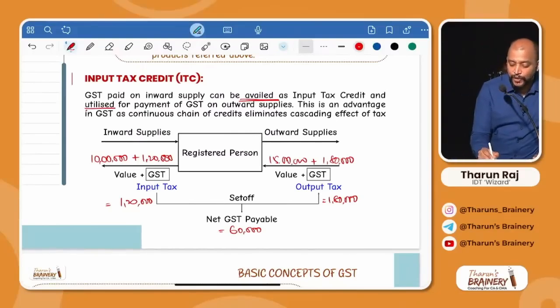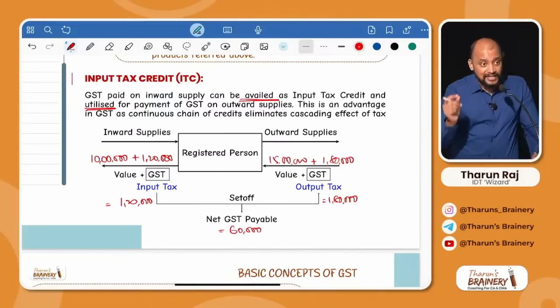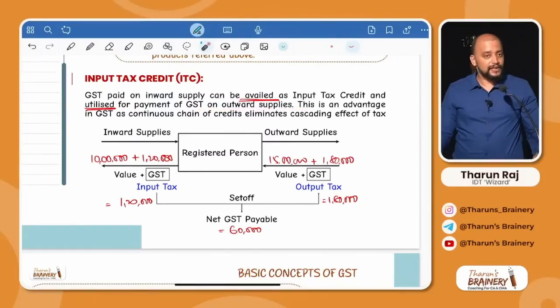Utilized. Utilized means what? Set off against our liability. So you need to use the word utilized. Availed as input tax credit and utilized. For what purpose is it utilized? Utilized for payment of GST on outward supplies. Okay. So this is an advantage in GST, as continuous chain of credits eliminates cascading effect of tax.